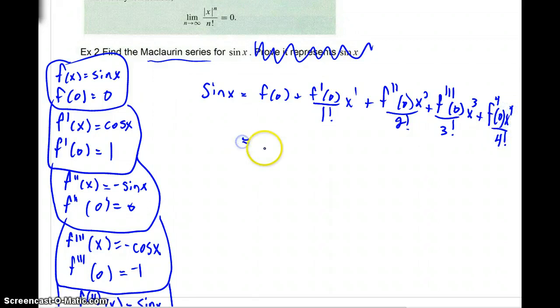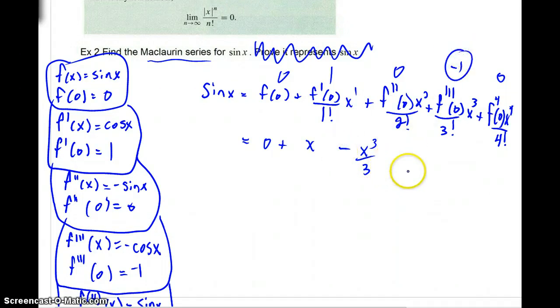It doesn't take long to see that we're going to have a 1 here, a negative 1 here, a 0, a 0. In fact, if you look closely, all of the even derivatives are going to be 0. That leaves us with x minus x cubed over 3 factorial. Sorry about that, like I said, a minus 1 is over here, and I meant to write a factorial down below. Continuing the pattern, we're just going to continue to alternate signs: x minus x cubed all over 3 factorial plus x to the 5th all over 5 factorial minus x to the 7th all over 7 factorial.